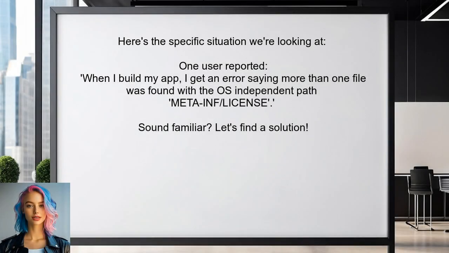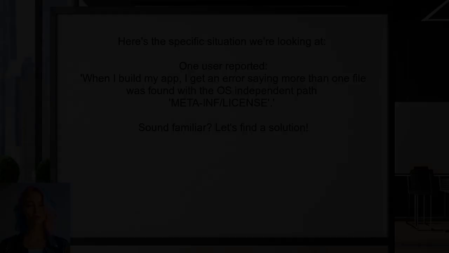Here's the specific situation we're looking at. One user recently reported, "When I build my app, I get an error saying more than one file was found with the OS independent path META-INF license." Sound familiar? If so, let's dive into this together and find a solution.